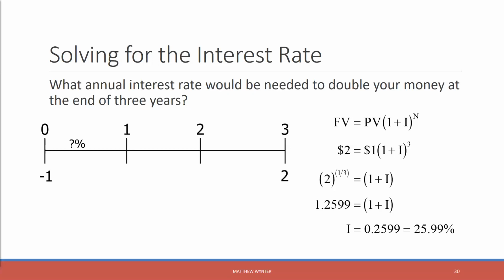What's the big takeaway from this example? The big takeaway is that whenever I have my future value, my present value, and my N, I can always solve for my I. I can always solve for my discount rate.